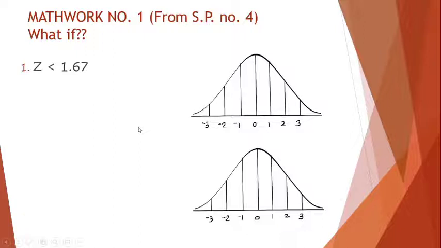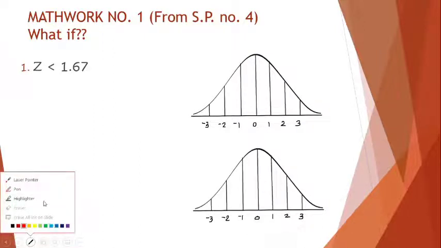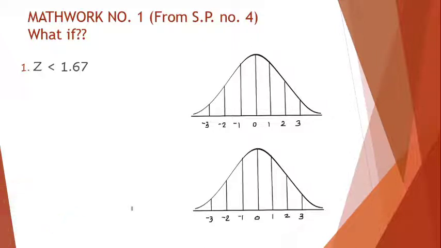So what if the z is less than 1.67? First, we go to the given standard curve or the normal curve. Nasaan po ito? Maybe that's between negative 2 and negative 1. So, less than. Saan siya papunta?